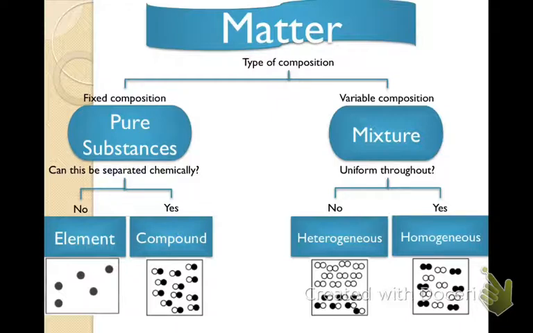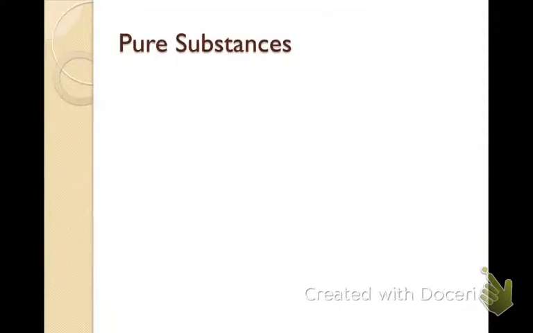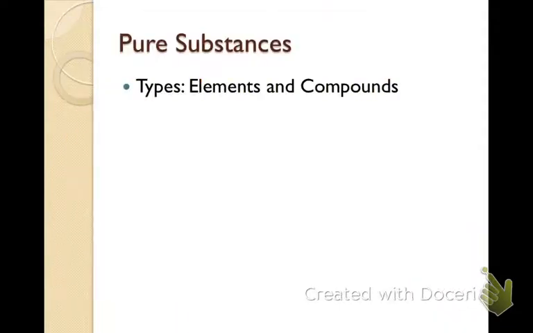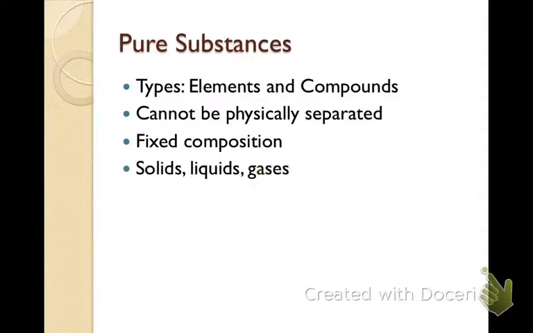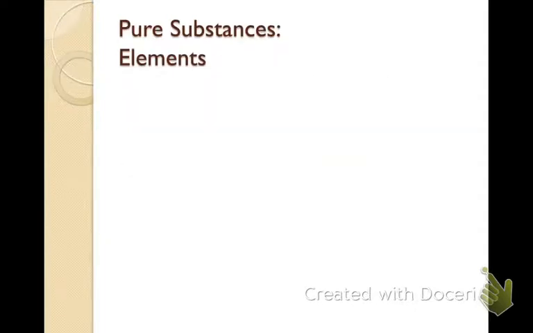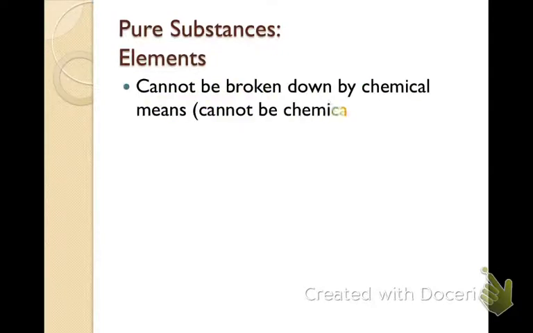So make sure you get down this flow chart. For pure substances, the two different types are elements and compounds, and they cannot be physically separated. They have fixed composition, meaning they're always going to be the same ratios, and they can be solids, liquids, and gases. So the first type of pure substance that we talked about was elements. These cannot be broken down by chemical means. You'll also see cannot be chemically decomposed. These are just two phrases that you might want to cue in on when you're looking at any multiple choice questions. So any elements cannot be broken down by chemical means or cannot be chemically decomposed.